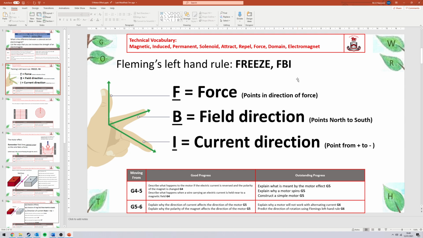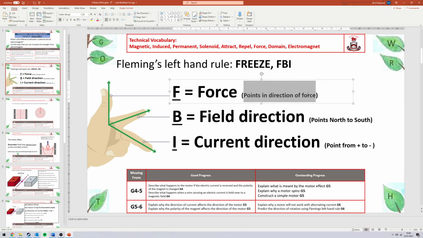Now, I like to remember this as freeze, FBI, okay, and then you point your gun at someone. So my left hand, like this on the screen here, F is my force, B is my field direction, and I is my current direction, okay, and you need to know this here.